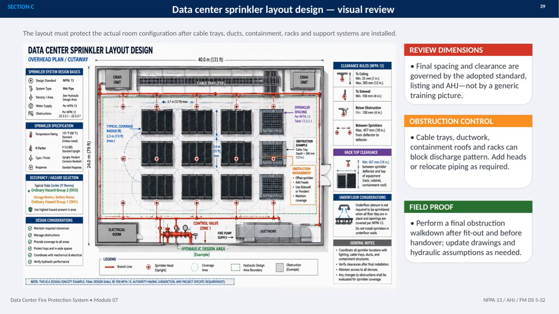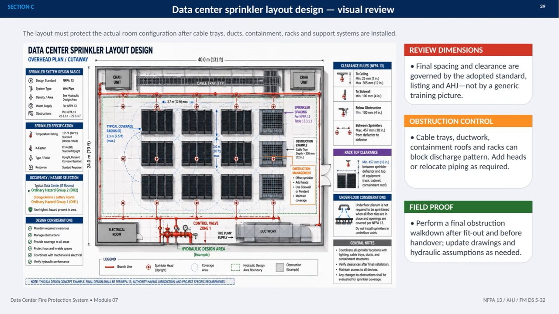The central point is that protection must reflect the actual room configuration after installation, not just the empty design space. That means reviewing the final arrangement of cable trays, ducts, containment, racks, and support systems, because each can affect sprinkler coverage and discharge patterns. First, review dimensions carefully. Final spacing and clearances must follow the adopted standard, the specific sprinkler listing, and the requirements of the authority having jurisdiction. A generic training image cannot replace that project-specific review.